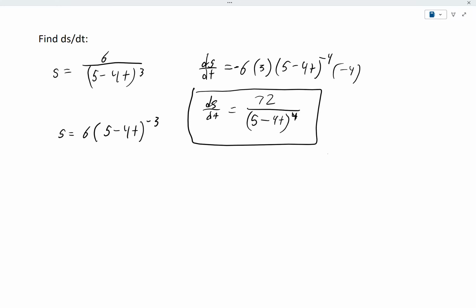So sometimes it pays to do a little bit of algebra before you do your derivatives because it can just make your life a lot easier whenever you actually go to take the derivative.